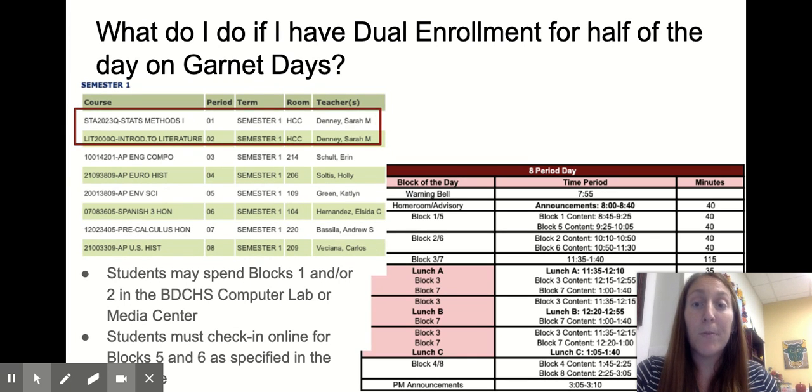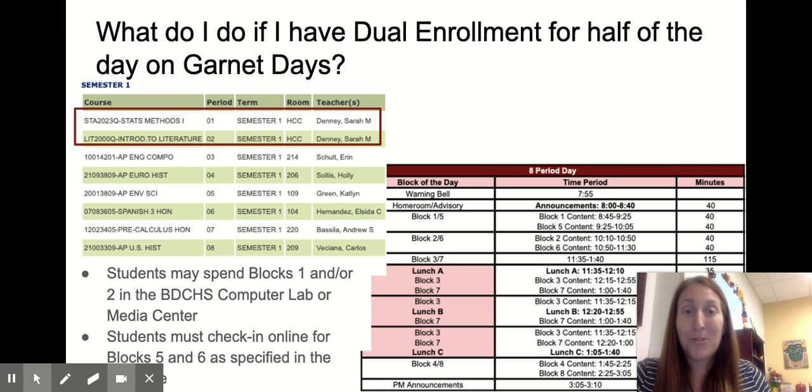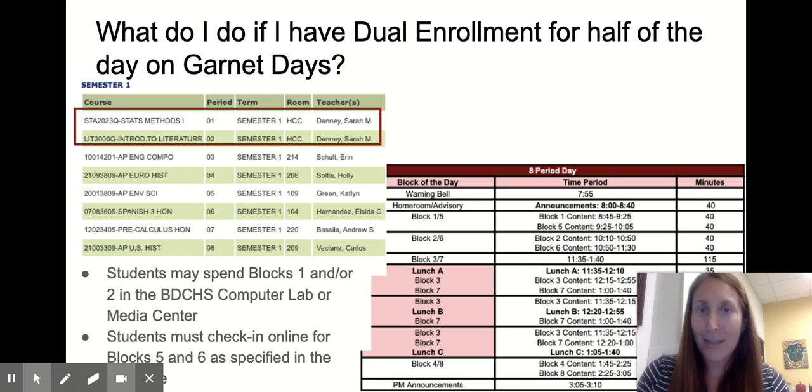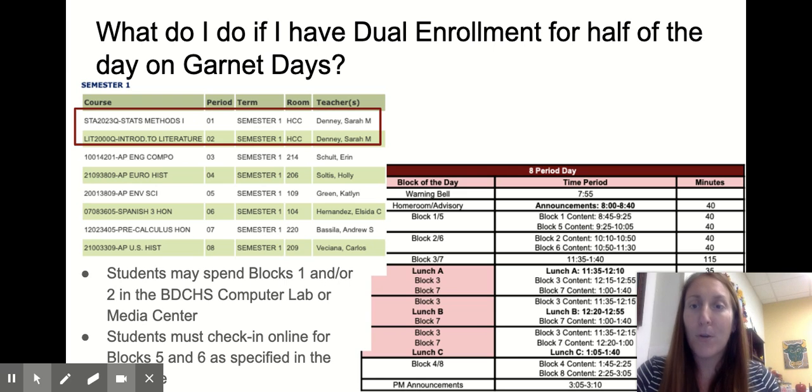If you have dual enrollment for half of the day on Garnet days, we are asking our students to report to either our computer lab or our media center so that they don't miss any of those attendance check-ins. I would hate for a student coming to the school a little bit late to be driving and checking in on their attendance on their phone. So we are going to open up our computer lab and media center for students to work if they're off for dual enrollment those first 2 periods of the day. So we will see you here bright and early tomorrow.